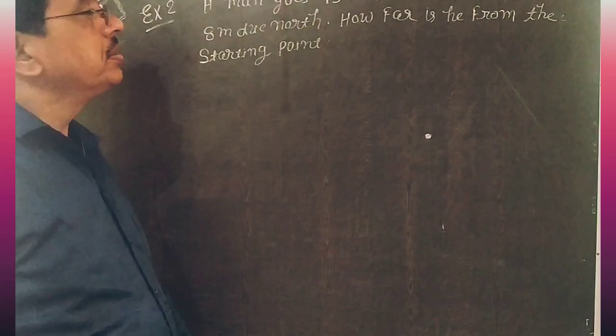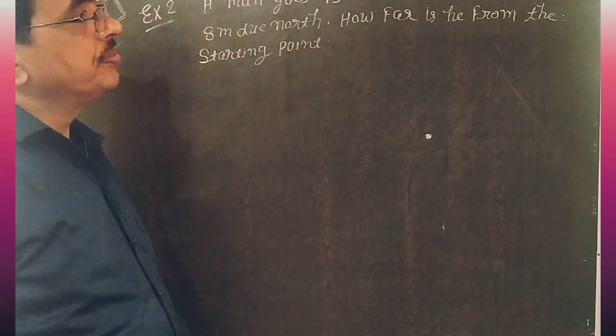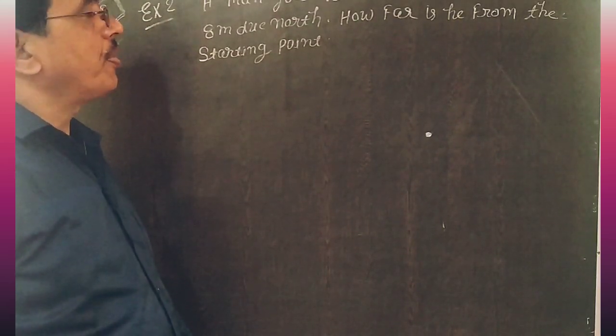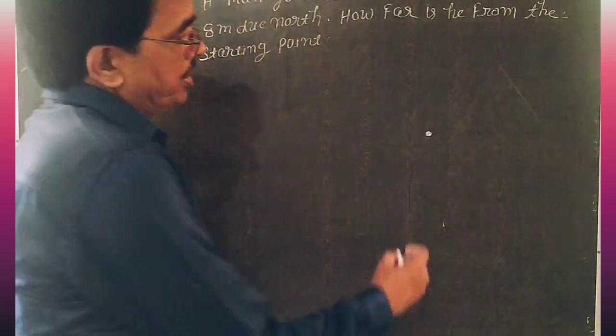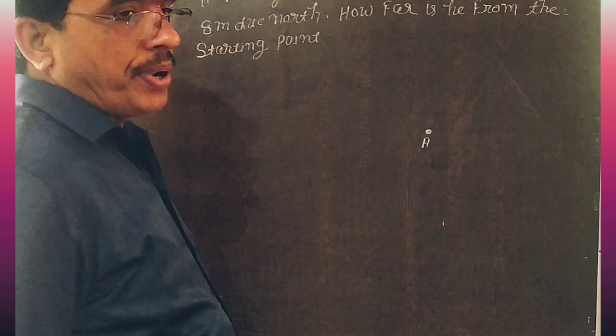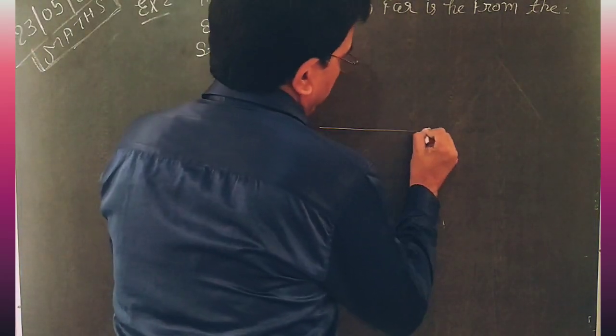Second example: a man goes 15 meters due west and then 8 meters due north. How far is he from the starting point? Suppose the man is here, and first he goes to the west. Suppose west is there.